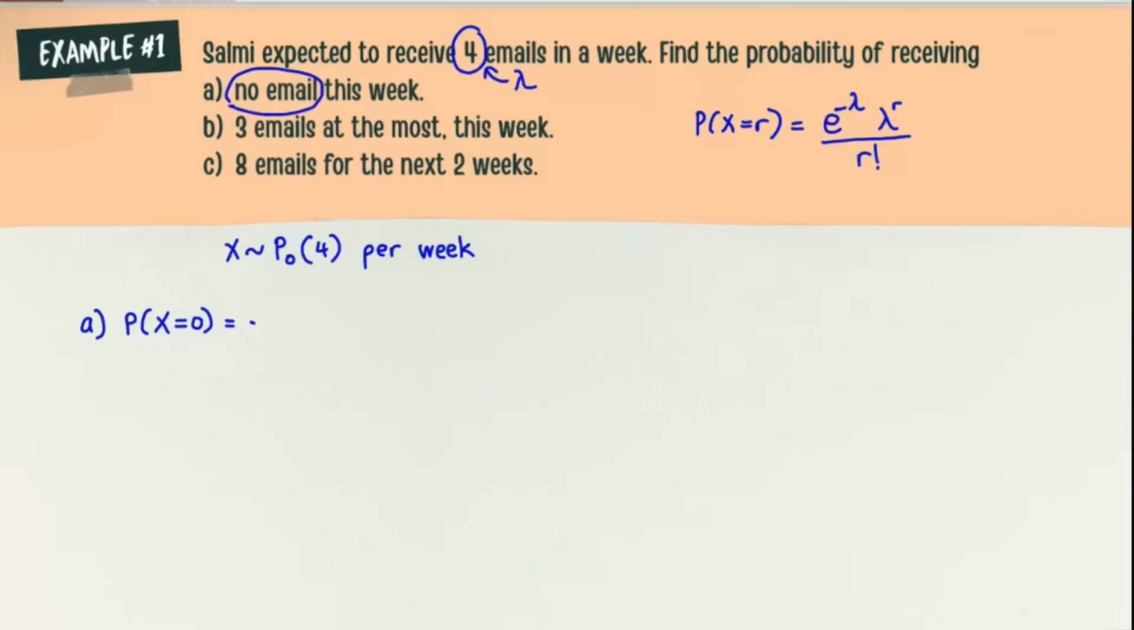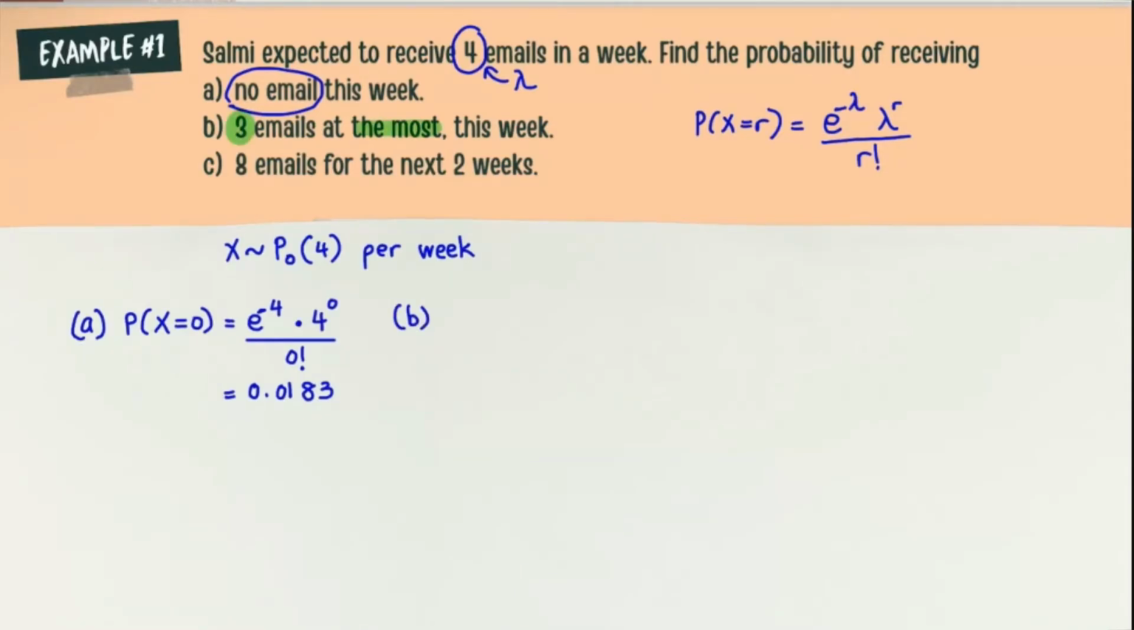Okay, so e to the power of negative lambda. Lambda kita adalah 4. Darab dengan 4 kuasa r. r kita kosong. Bahagi dengan 0 factorial. Okay, make sure masukkan dalam calculator exactly like that. So kita bagi jawapan dalam 4 decimal places. So I get 0.0183. So this will be our answer.